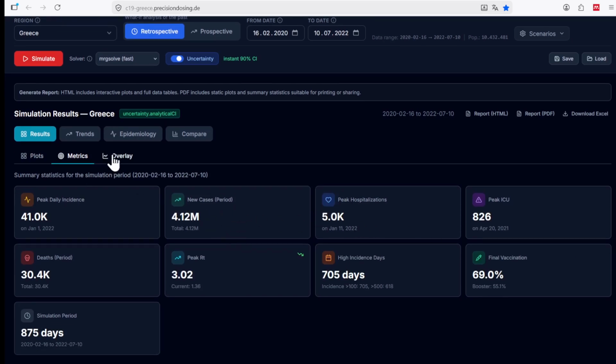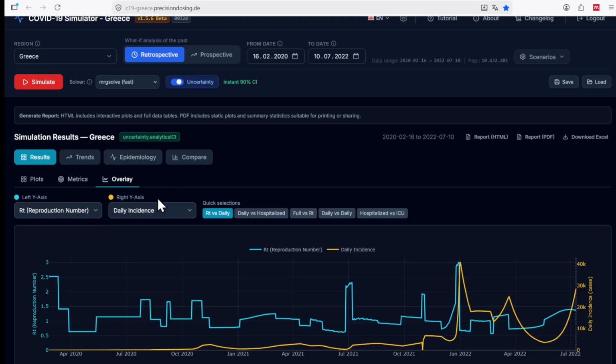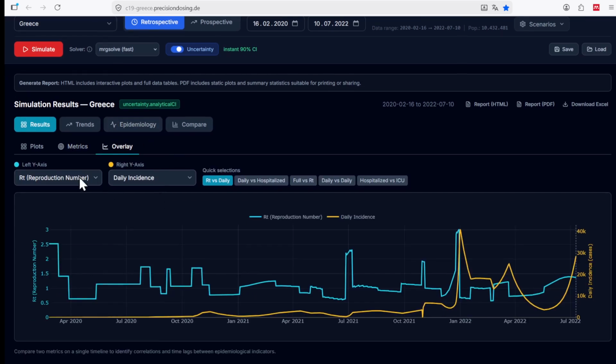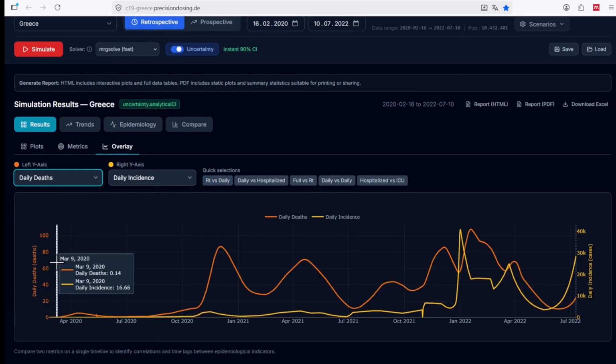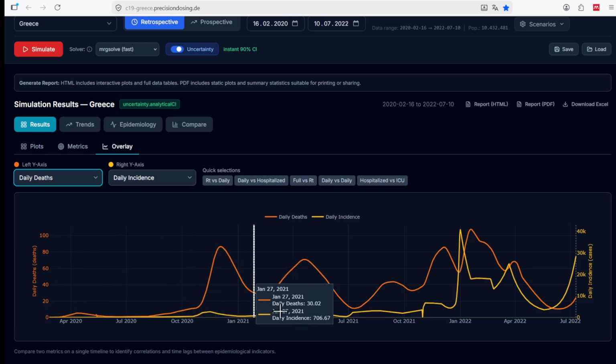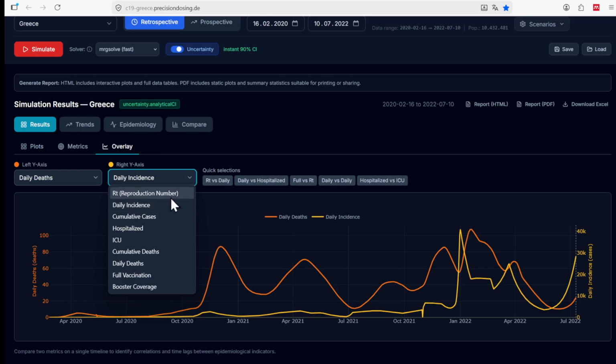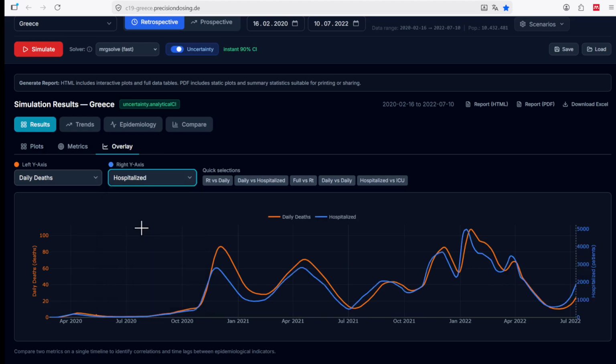In the Overlay subsection, you can compare two metrics on a single timeline to identify correlations and time lags between epidemiological indicators. For example, when comparing daily deaths to incidents, there are shifts in the relationship between the two. But when comparing deaths to hospitalizations, they follow each other more closely.